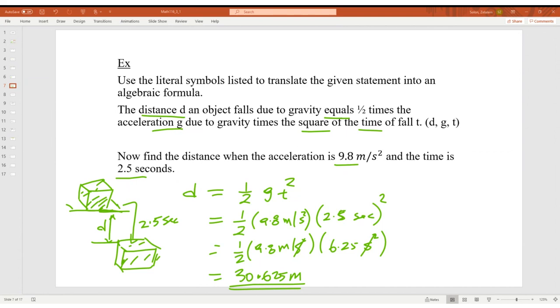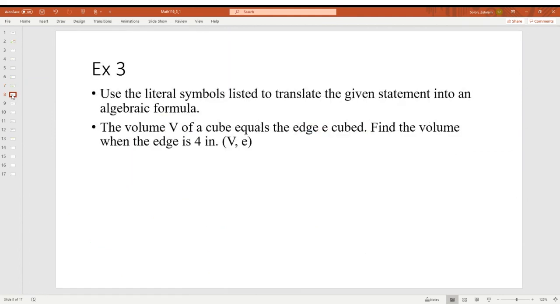That's why we try to change the real world situation and represent it using symbols or variables to represent the situation in a formula, or we call them a literal equation or literal formula. Now let's try an example as a class. I'll give you 2 minutes. Find the equation and find the volume of the given cube.